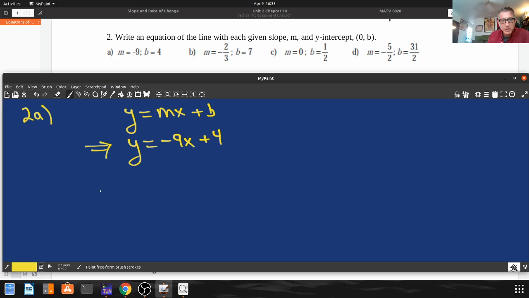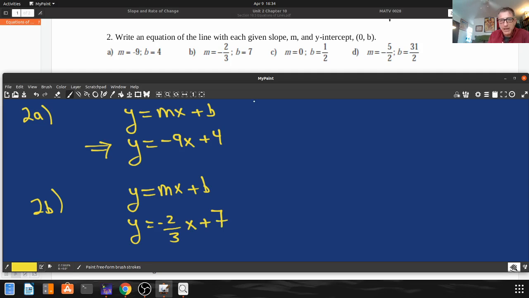Now let's do 2b. Again, we start out with my general y is equal to mx plus b. This needs to be memorized. We're given that m is equal to minus 2/3. Remember to put your x there. Plus b, and b is equal to 7. Not so bad.